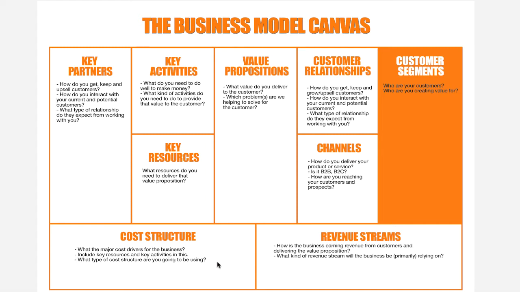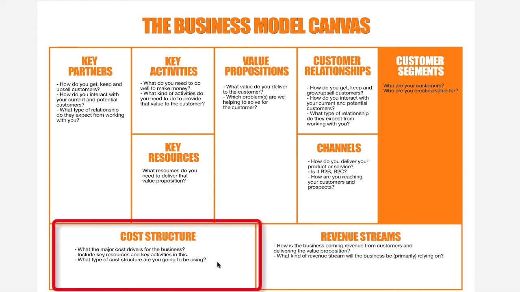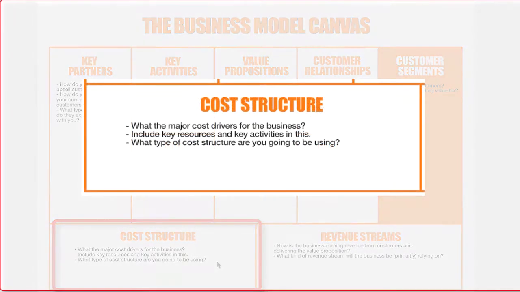So now I'm coming to the last two key boxes. Number one, the cost structure. What are the major cost drivers of the business? You really need to identify them, because moving forward, you need to find a way to optimize them as well. Because if you don't reduce the cost, your revenue minus cost, your profit, will never grow. So you always need to find out what the major cost drivers are and find a way to optimize them. So this is the first point to think about.